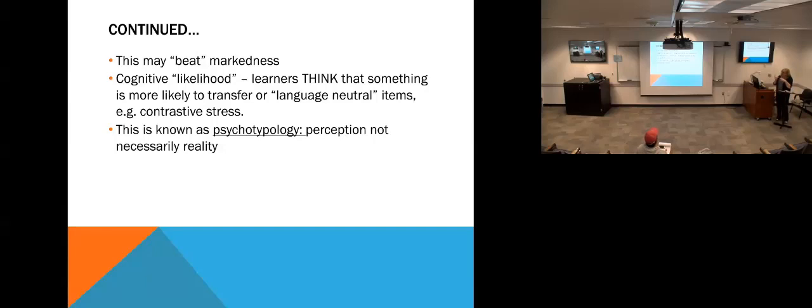So learners have very interesting things that they think must be true, right? And in your second data analysis, you're going to have a look at some of the things that learners think must be true. So this is known as psychotypology, which is the learners' perception of what should be happening rather than the reality, okay, based on their understanding of the world.